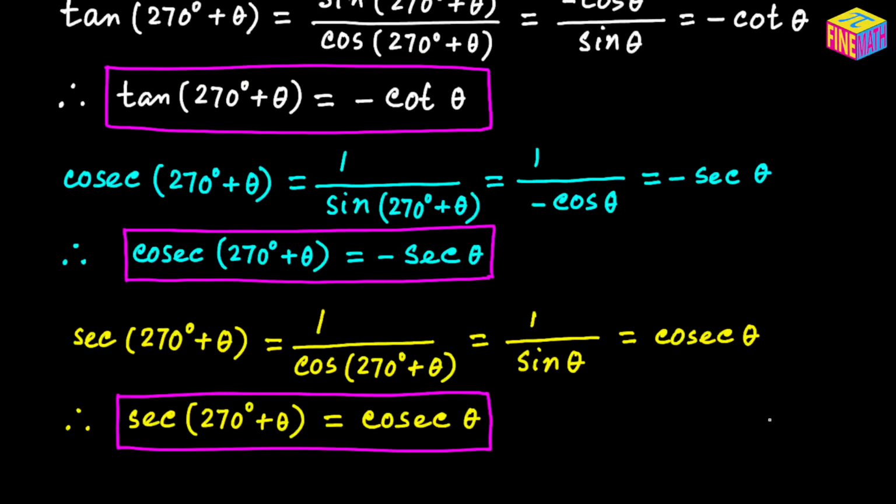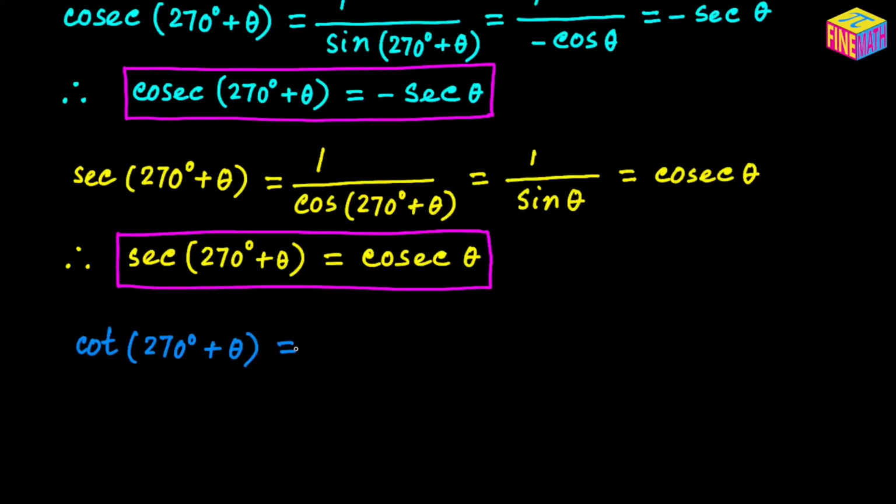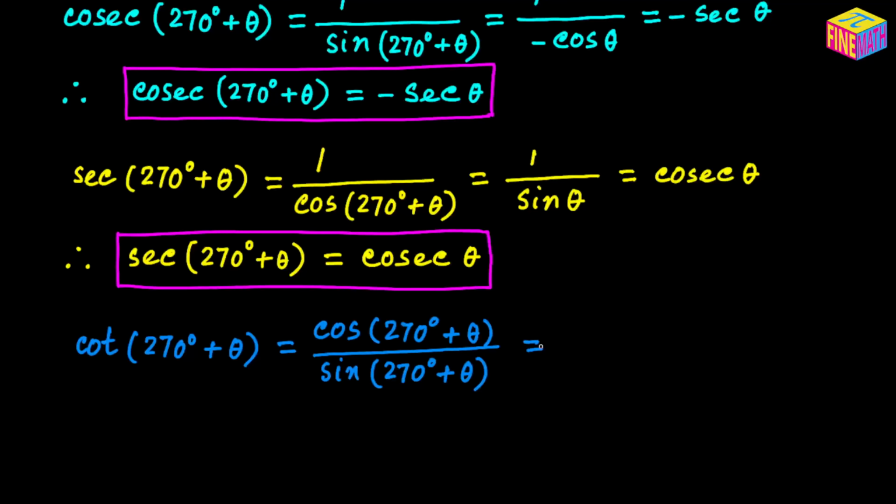So now we are left with just the cotangent of 270 degree plus theta. So let's quickly derive that. We know that cotangent is the ratio of cosine over sine. So we can write it like this. Now what is the value of cosine of 270 degree plus theta? Well, that is actually equal to positive sine of theta. And what is the value of sine of 270 degree plus theta? Well, that is actually negative cosine of theta. So now this is going to be a negative value, but sine over cosine, that would be tangent. So this would be negative tangent of theta. So let me make a quick note.